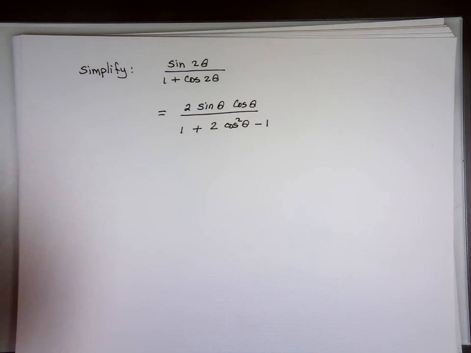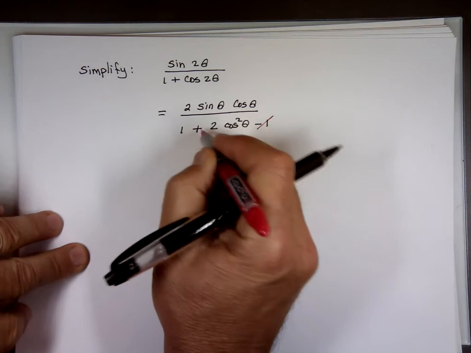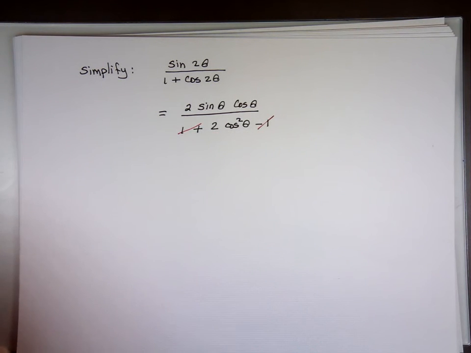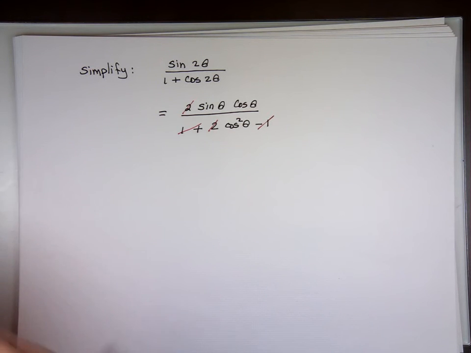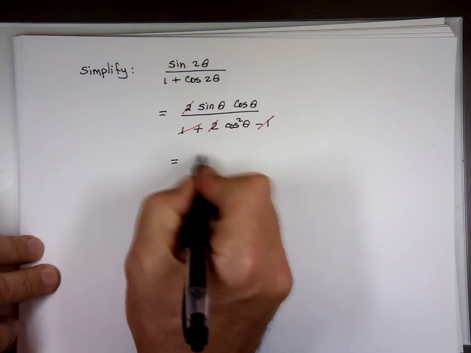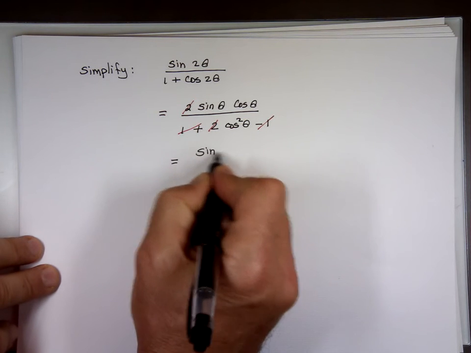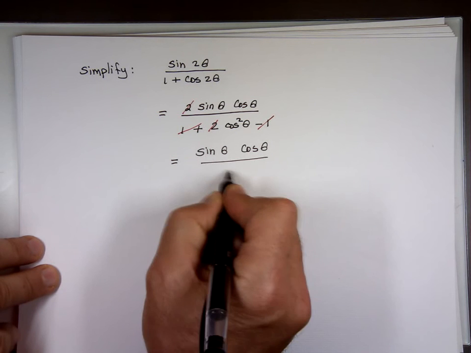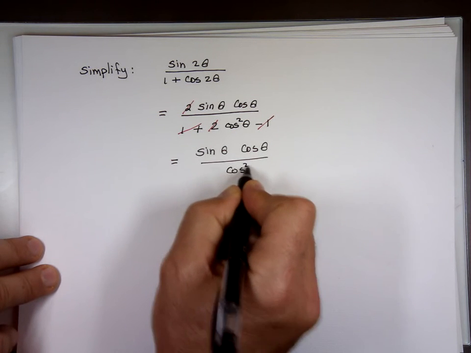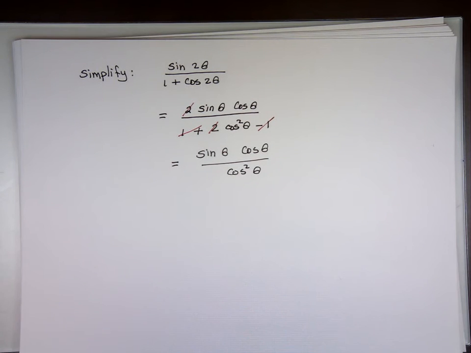And what do we see with the minus 1 plus 1? They cancel. What about the 2's? Cancel. I can cancel more, but let me clean it for now. It looks like sine theta cosine theta over what? Cosine squared theta.